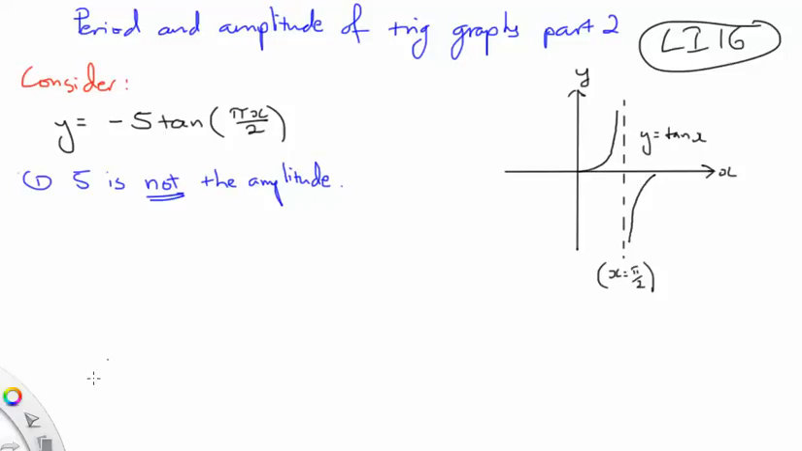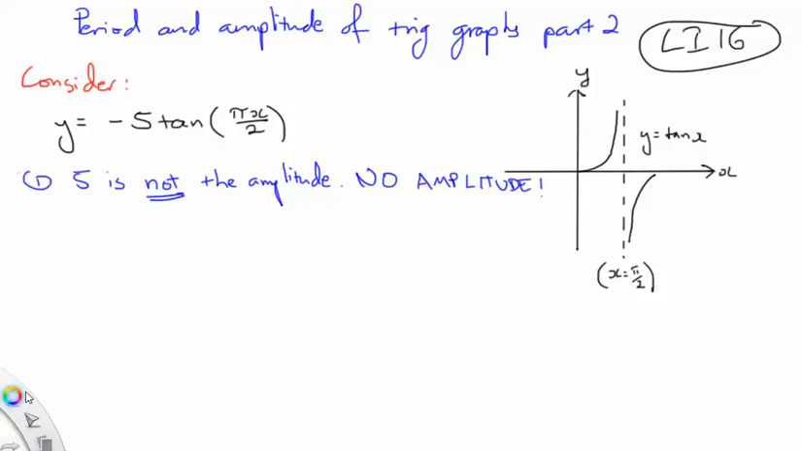5 is not the amplitude. There's no amplitude. Very important. You can say that this graph is dilated by a factor of 5 from the x-axis. You can say, if you like, that this negative sign is going to result in a reflection in the x-axis, but it's not the amplitude.